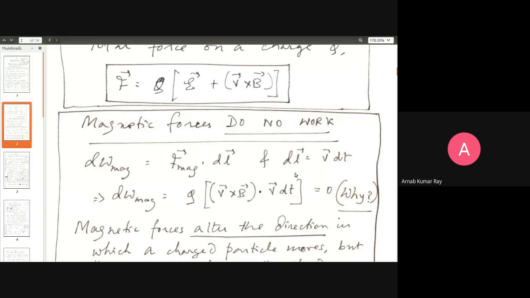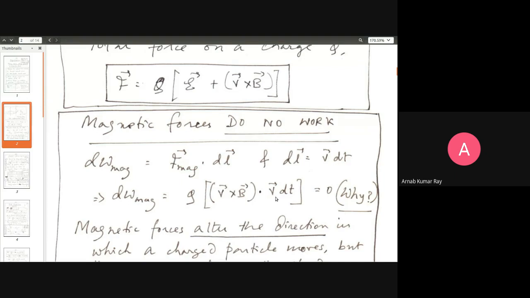Simple thing to understand. Why should it be equal to 0? Look at this product v cross B. Whatever you get from v cross B must be perpendicular to the plane that contains both v and B. That is the definition of a cross product. A cross product has an outcome that is a vector perpendicular to the plane that contains the two initial vectors. v and B are contained on a plane, so the outcome of this cross product will be perpendicular to this plane.